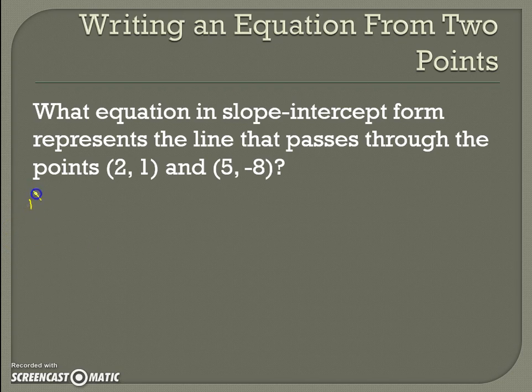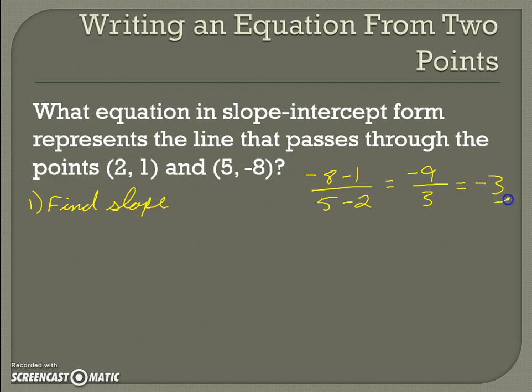So step 1 is going to be find the slope. Okay, step 1 is find the slope. So I'll use this y value, so I have -8 minus 1 over 5 minus 2, and I get -9 over 3, which simplifies to -3. So my slope is -3.